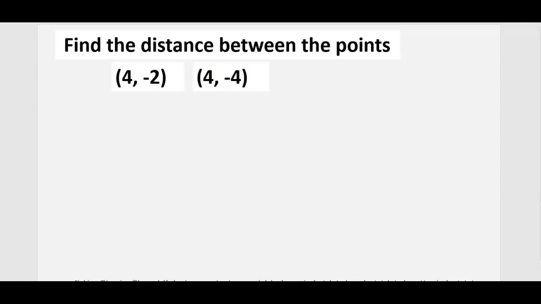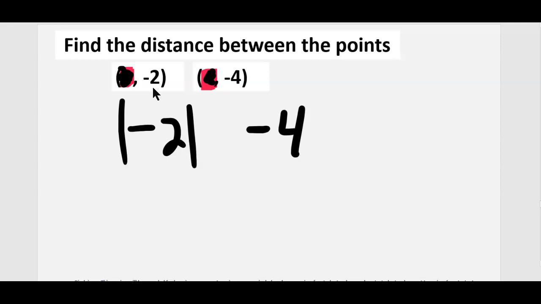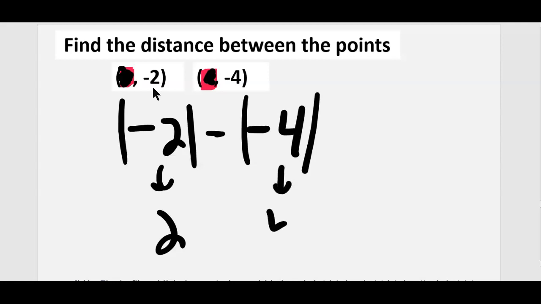Okay, how'd you do? Let's find out. So which ones are the same? The 4 and the 4 are the same. Those are not the DCs. But negative 2 and negative 4 are the DCs. Take the absolute value of these things, and then subtract. Absolute value of negative 2 is 2, absolute value of negative 4 is 4.